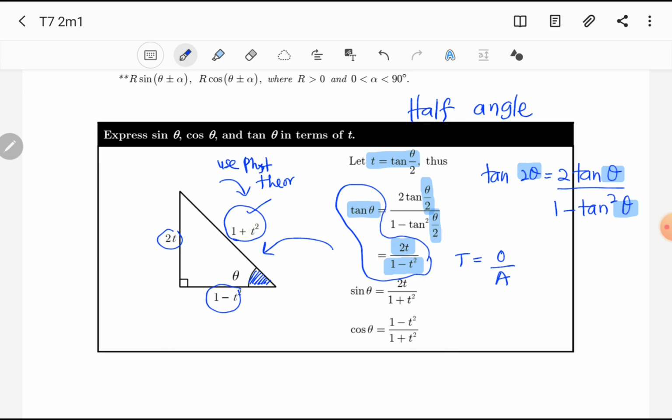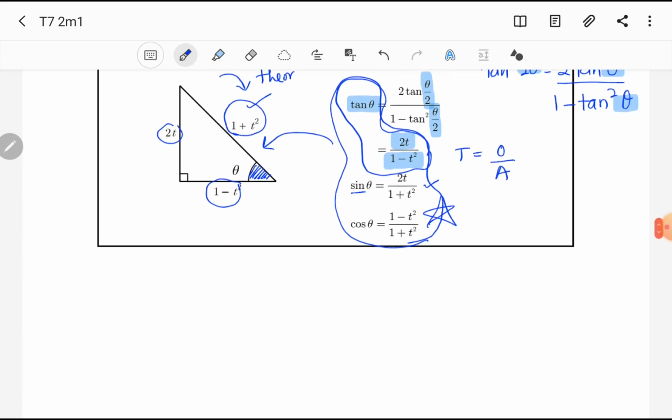Next, from the diagram, we can find sine theta. So sine theta is 2t over 1 plus t square, and cos theta is 1 minus t square over 1 plus t square. Okay, so mana yang awak kena hafal? Ni lah. Yang ni awak kena hafal. Dalam exam dia tak bagi.